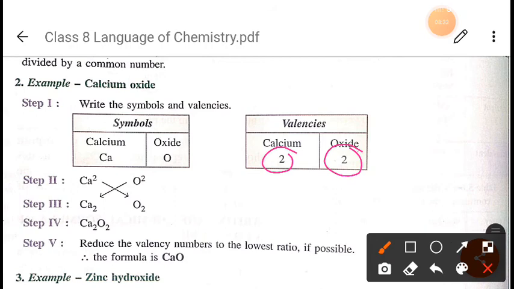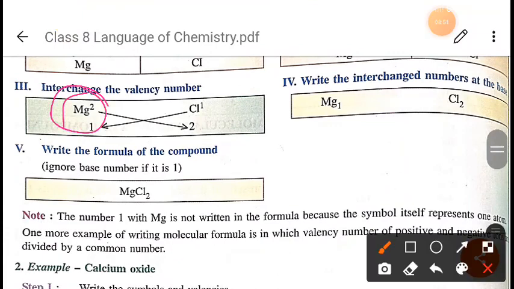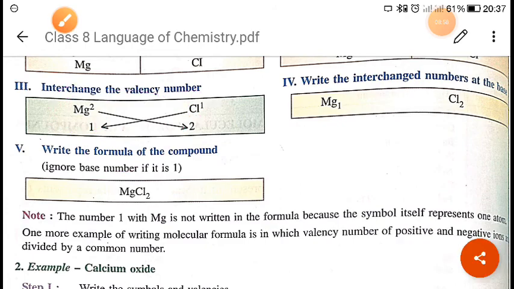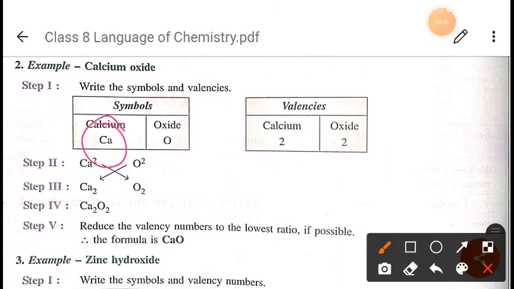So how will we write this? We give his valency to him, and he takes the other's valency. We are just interchanging. In the previous example, magnesium gave its valency to chlorine and took the valency of chlorine. Here also we will do the same thing: we will give the valency of Ca to oxygen, and Ca will take the valency of oxygen.